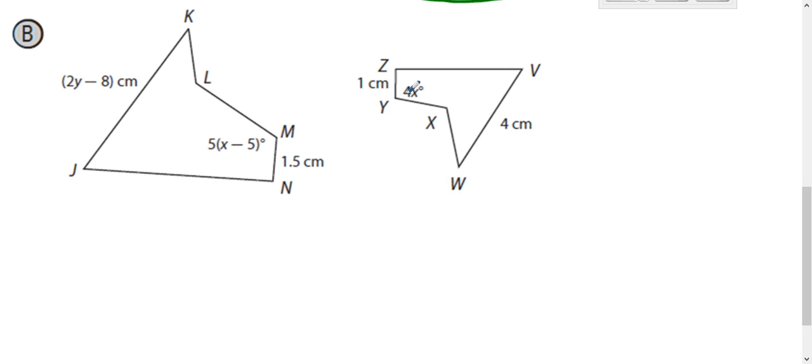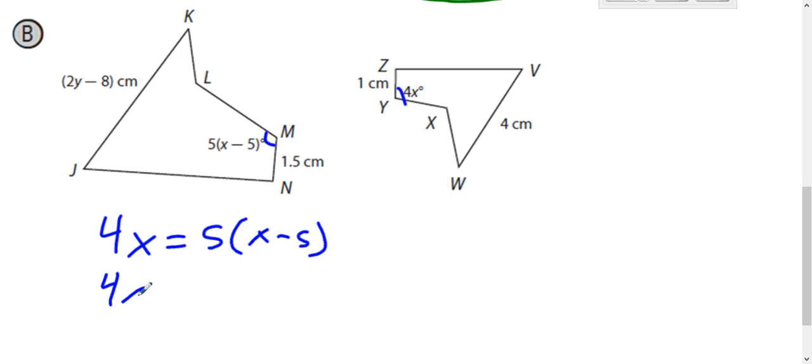So same idea here, we need to write the proportion. These two angles do match up. They're corresponding. If you rotate this around, you can see it. So that means 4x equals 5x minus 5. Solve that equation for x. So we distribute. Subtract the 5x over, you get negative x equals negative 25, so x equals positive 25.